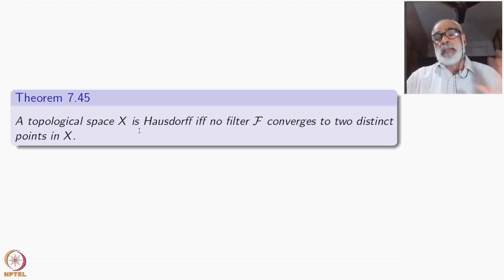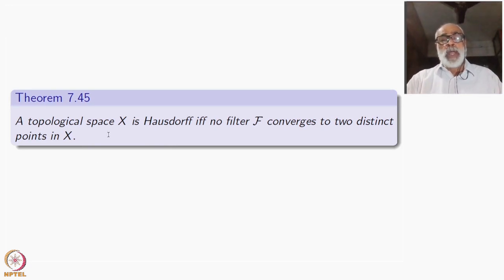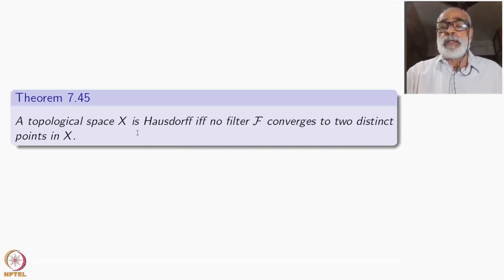So we get a characterization of Hausdorff spaces. Maybe this is the fifth or sixth characterization. Remember that we had several characterizations of Hausdorffness, Hausdorffness being very important, so this will keep coming again and again. A topological space X is Hausdorff if and only if no filter F converges to two distinct points inside X.